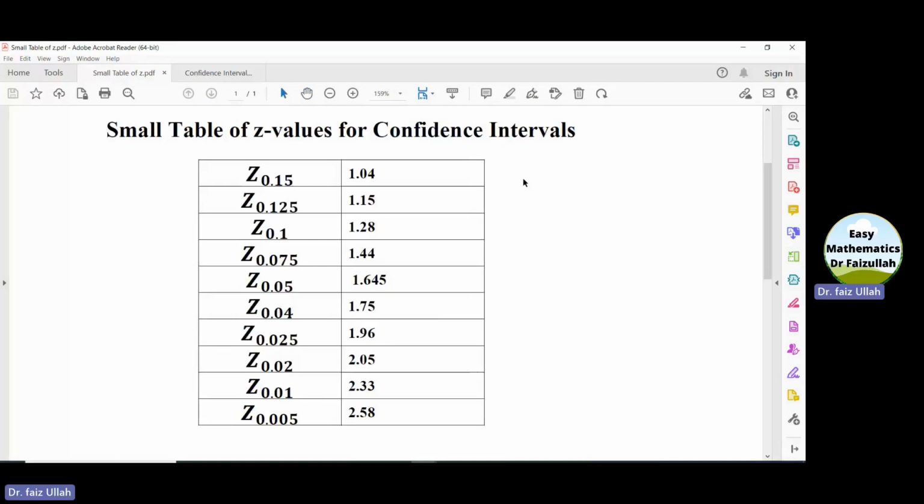In example number 2 and in example number 3, we have used this table to find the values. In example number 2, we have obtained the value of Z 0.005, which is 2.58. And in example number 3, we have obtained the value of Z 0.025, which is 1.96. You can find this table in the book Advanced Engineering Mathematics by Kreyszig, or just take a screenshot and save this table.